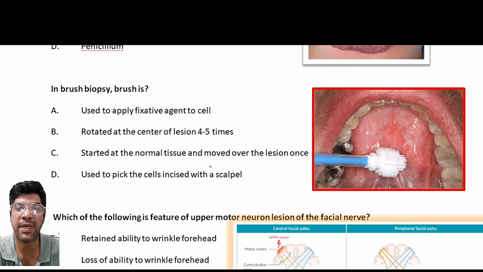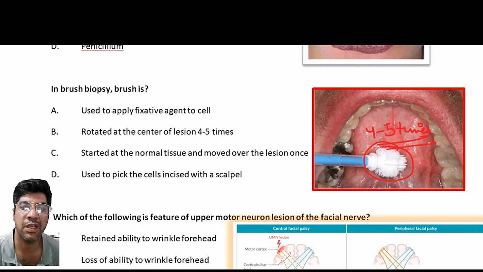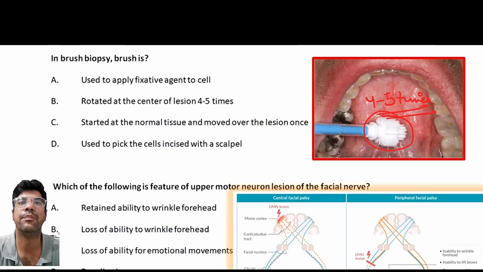In brush biopsy, the brush is typically rotated at the center of the lesion. This brush is rotated 4 to 5 times to collect cellular material for microscopic examination. So this technique is used for the diagnosis of various oral lesions, and it is used for obtaining samples from the different layers of the epithelium.